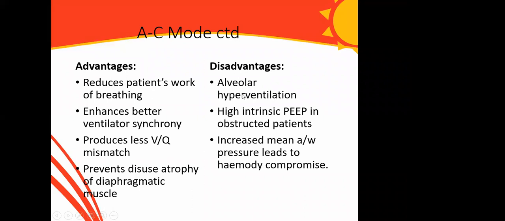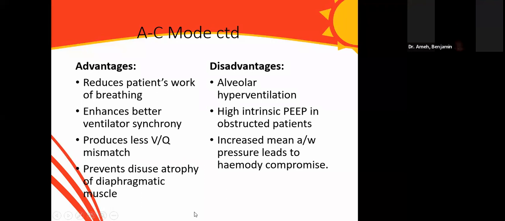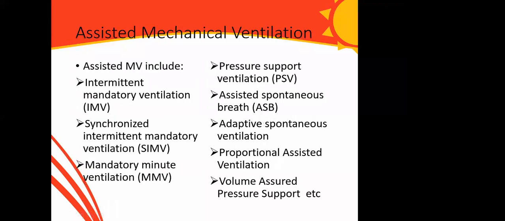Because the ventilator is assisting, you can have what we call alveolar hyperventilation. And this has been taken care of by newer modes of assist mechanical ventilation. We can have high intrinsic PEEP in obstructed patients because you can have breath stacking, and there is not enough time for air to be fully removed from the alveoli during expiration. And this may lead to increased mean airway pressure, which can lead to hemodynamic compromise.